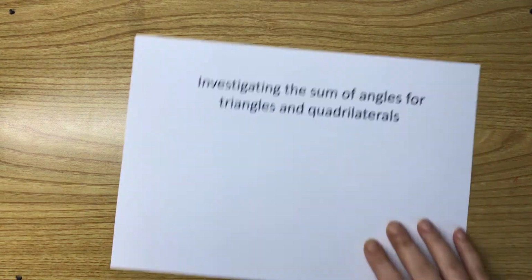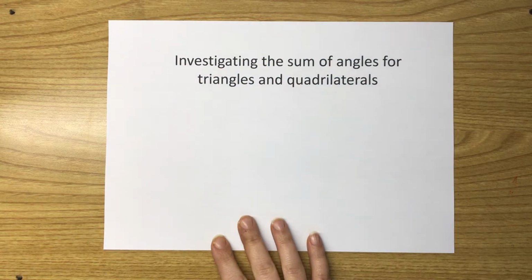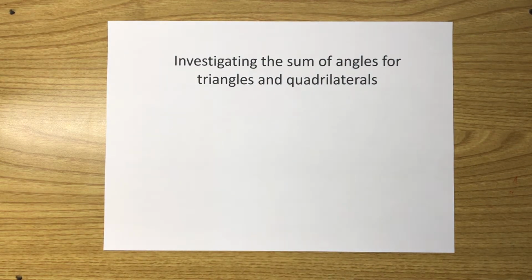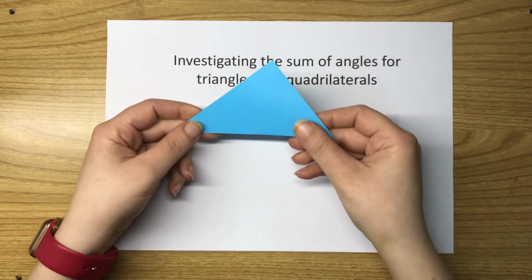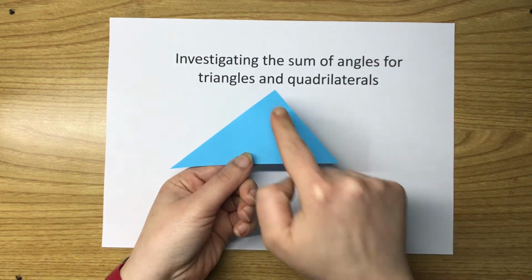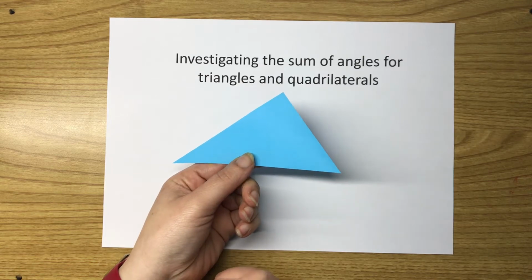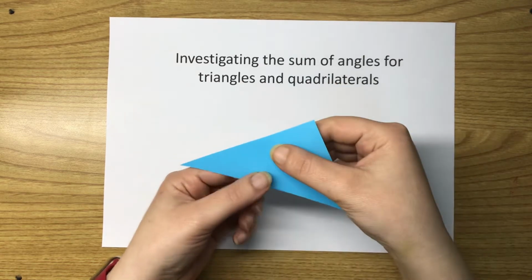First, I'm going to let you know by a small investigation about the sum of the angles for triangles and quadrilaterals. I'm going to start with a triangle here between my hands, and as you can see there are three angles for this triangle, and again I'm going to rip them from each other.